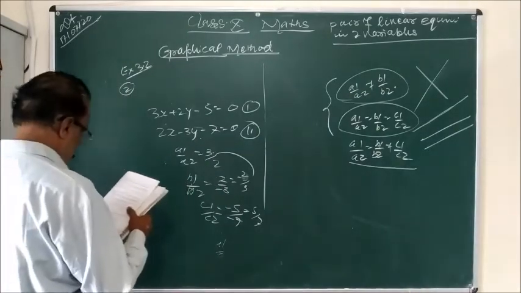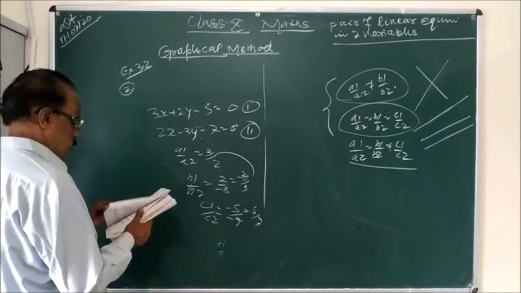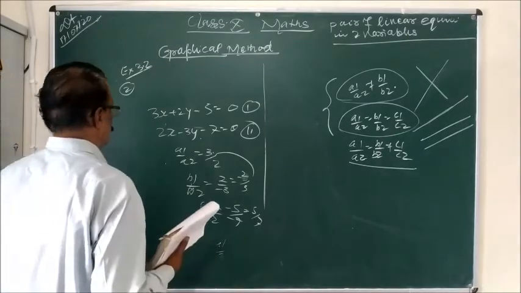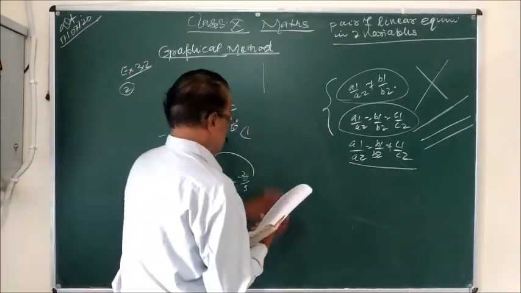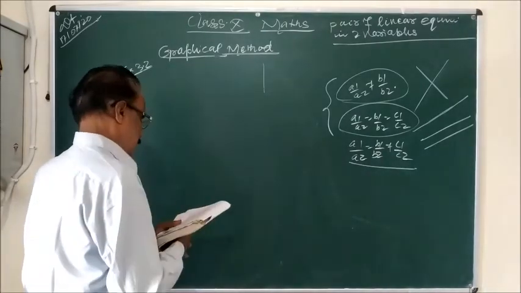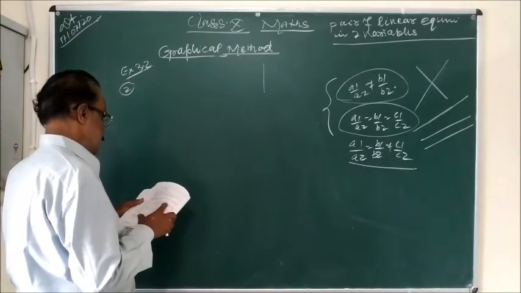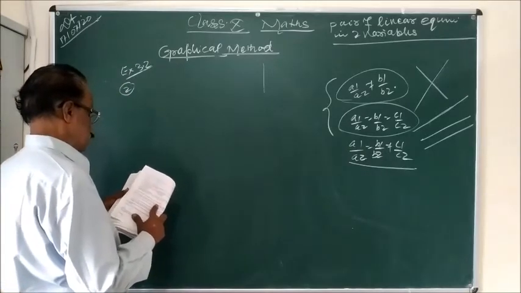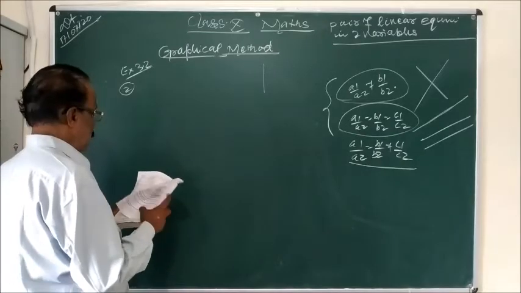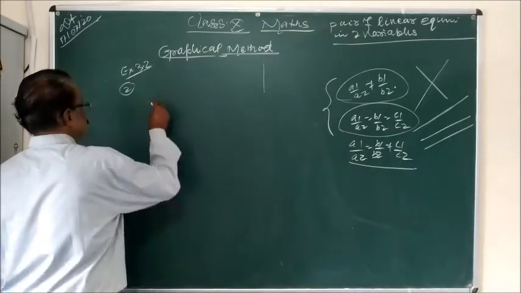So my dear, very simple question. Now I solve question number 4. One question you have to solve by the graph, and questions 5, 6 and 7 also you have to solve on the graph paper. So first of all, you have to find the given equations.